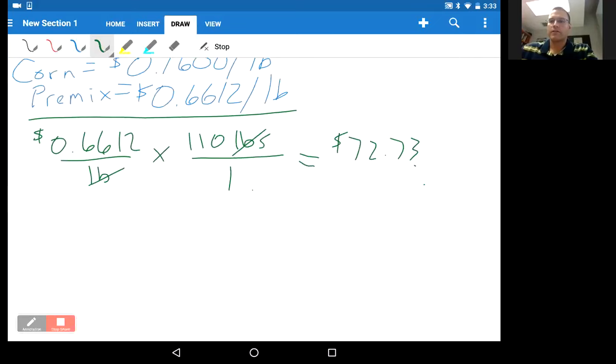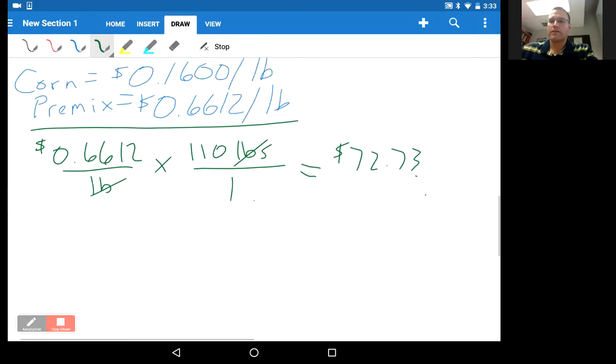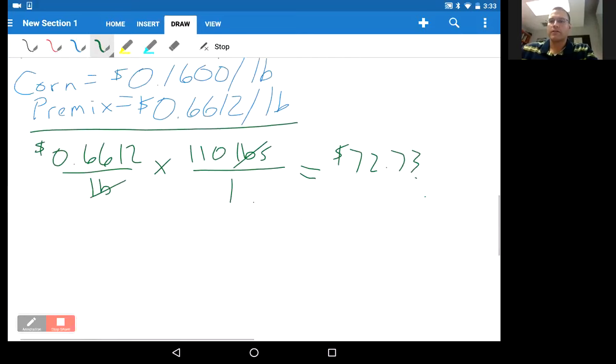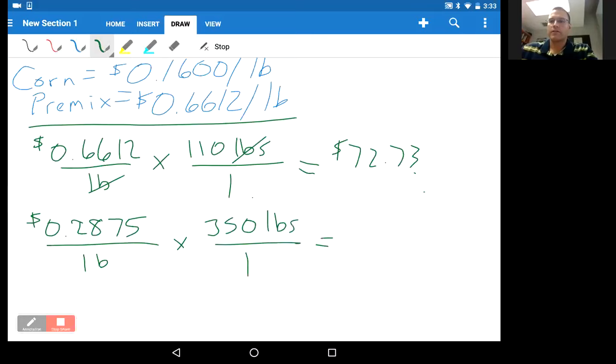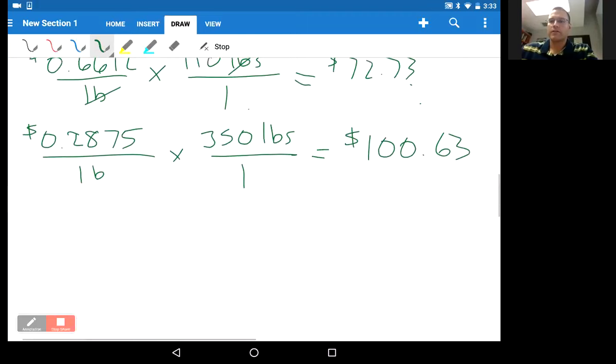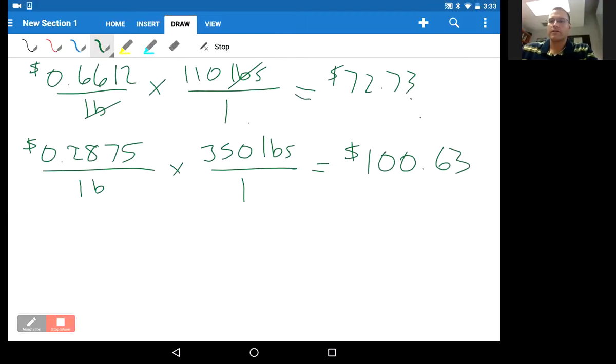Then I can do the same thing for soybean meal. So up here I said that's 0.2875. That's dollars per pound. I have 350 pounds of that. If I multiply those out, I get $100.63. That's how many dollars worth of soybean meal I have in 1 ton of my feed.